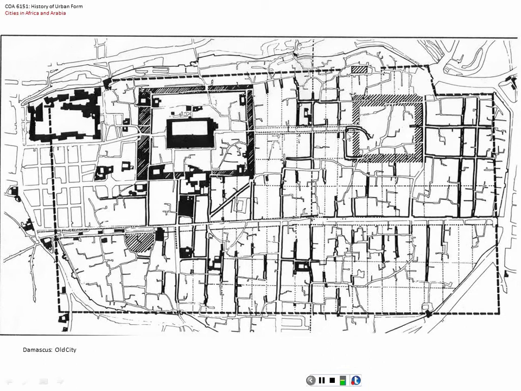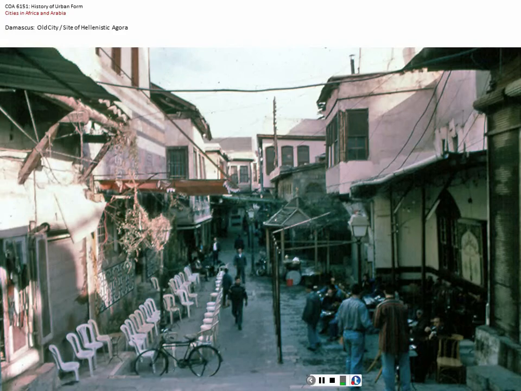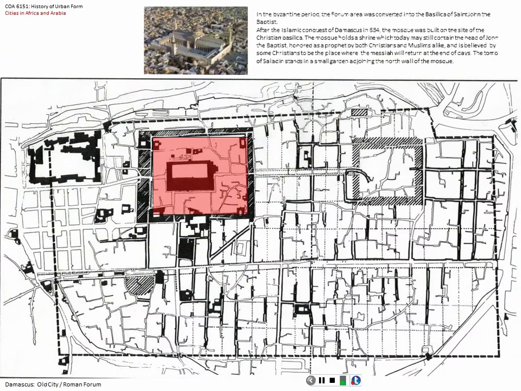And we can see quite clearly these dashed lines which form the insula of this Hellenistic city, and then the extent to which this has been eroded down into this sort of secondary, tertiary dendritic pattern. So here's the street called Straight, the site of the Greek Agora. That's what it looks like today. That's about the widest space in it. And then the site of the Roman Forum.